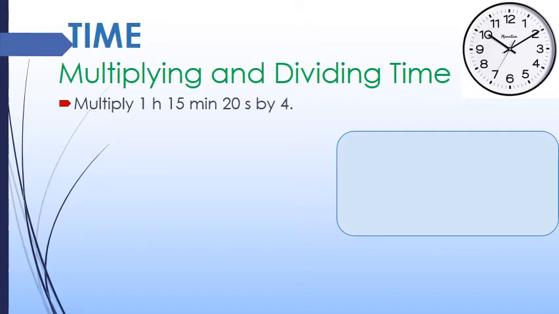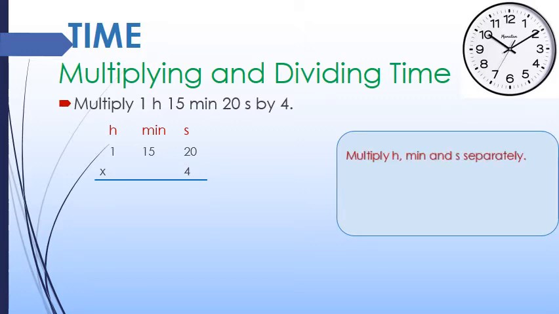The first example is multiply 1 hour 15 minutes 20 seconds by 4. So let us see how we will do it. We will make 3 columns. On the extreme left hand side it will be hour, in the middle it will be minute, and on the extreme right hand side it will be seconds. Now we will multiply hour, minutes and seconds separately. So first we will start from the multiplication of seconds.